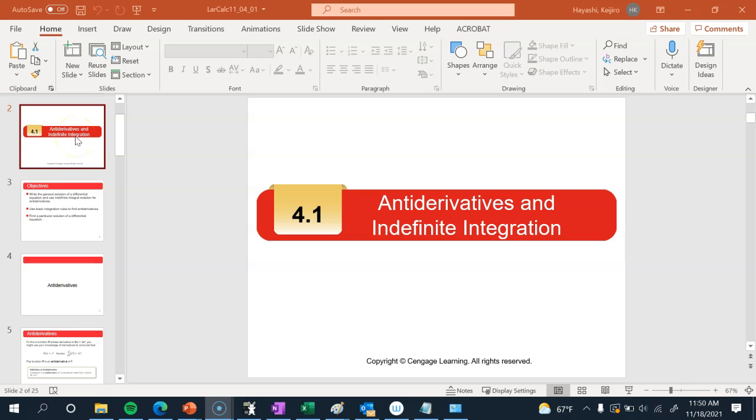Alright, so today we're going to learn about something that we're going to call antiderivatives. I wonder what that could be.